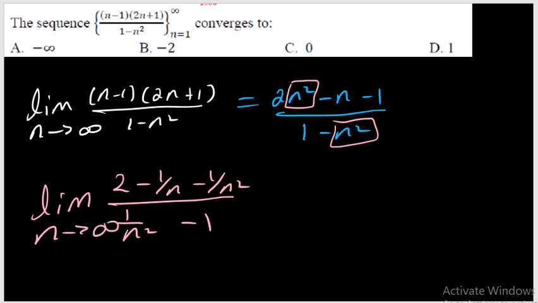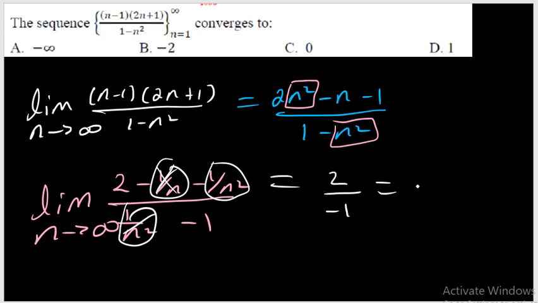Now everything will be 0 here: 1 over n and 1 over n square, again here 1 over n square, everything will be 0 as n goes to infinity. So what remains at the top is 2 and the denominator negative 1, so it will be negative 2. The answer will be just B.